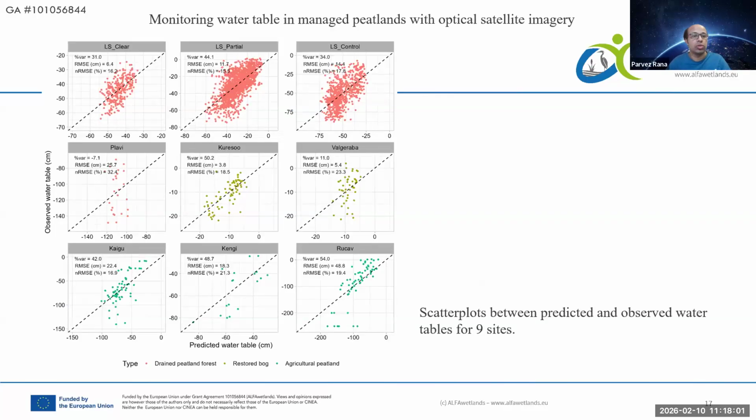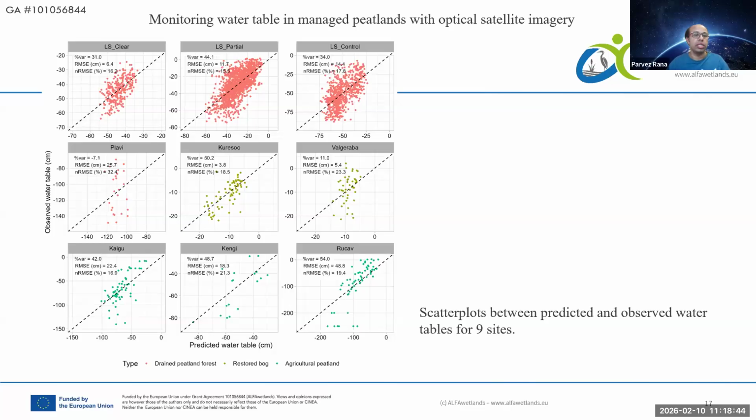I will now show you some scatter plots. On the x-axis is our predicted value, and on the y-axis is our observed water table result. In Finland, we have different kinds of treatment. LS underscore clear means it is from Lettosuo, one of the Finnish sites. LS partial is also a Finnish site, and LS control is also a Finnish site. In the next row, Plabi, Urosuo, those are the Estonian sites. We also have some sites from Latvia, and some of the last ones are from Belgium.